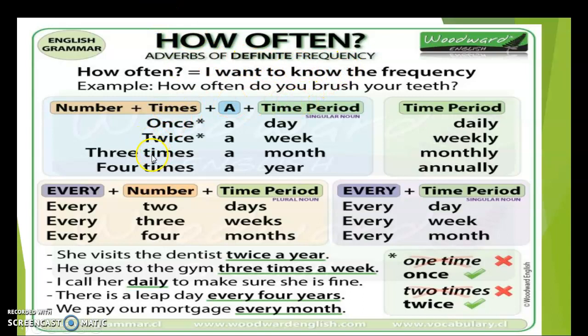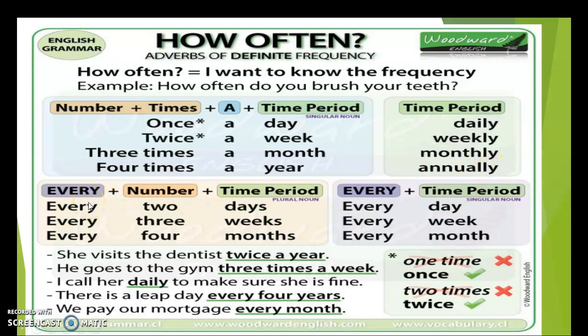Okay, so here I can use, as I said before, number plus time plus a plus time period. For example, once a day. So how often do you brush your teeth? Once a day, twice a week, 3 times a month, 4 times a year. How often do you go to the capital? Daily, weekly, monthly, annually.